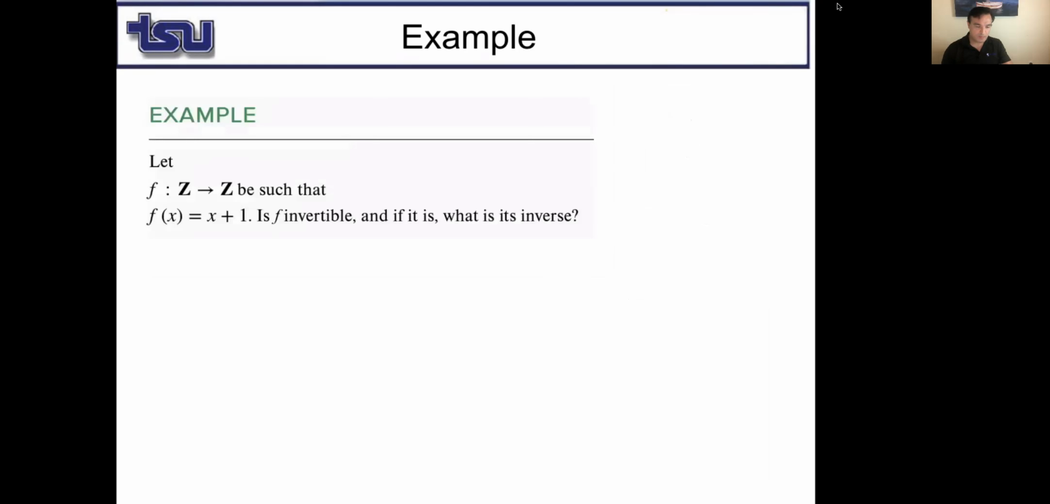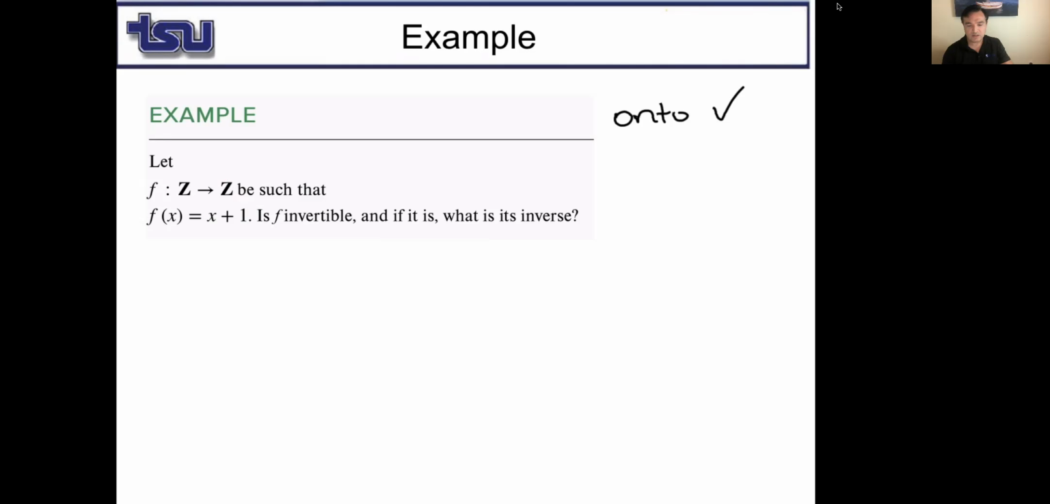How about this one? We have a function f from Z to Z, so from integers to integers, and f of x is x plus 1. Is this invertible? First, is it onto? It is onto, obviously, because any element in the codomain has a corresponding element in the domain. So that's onto. Is it one-to-one?